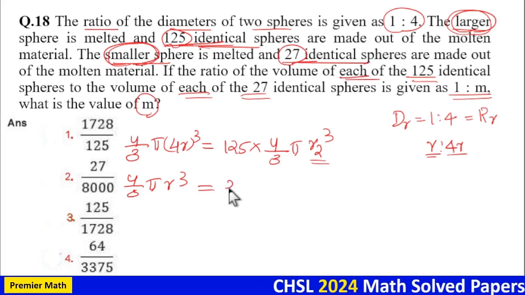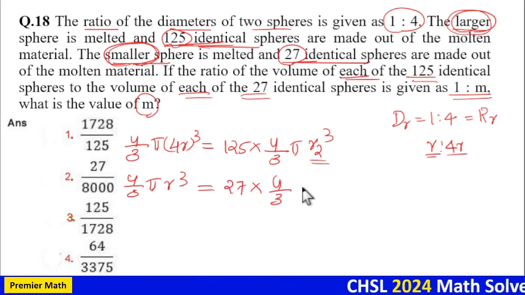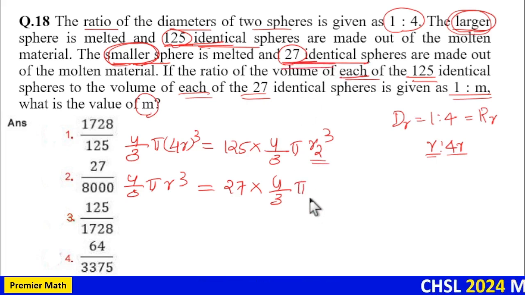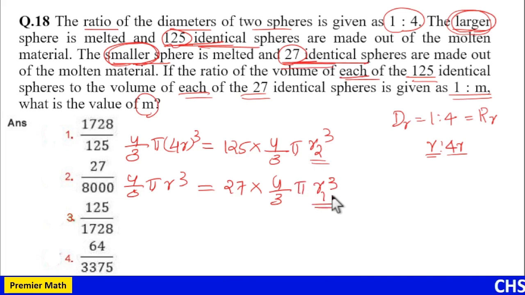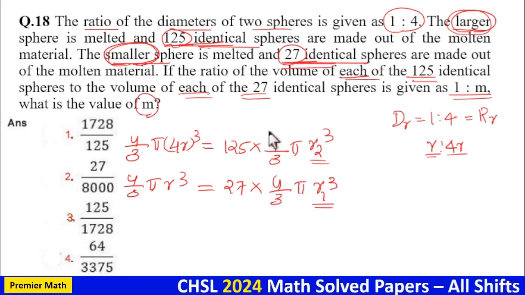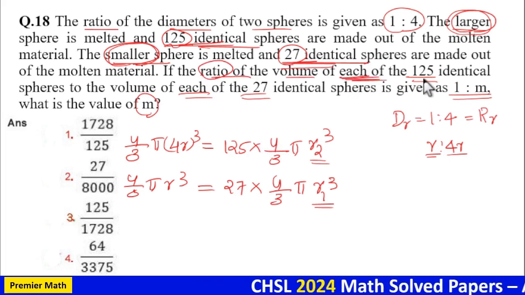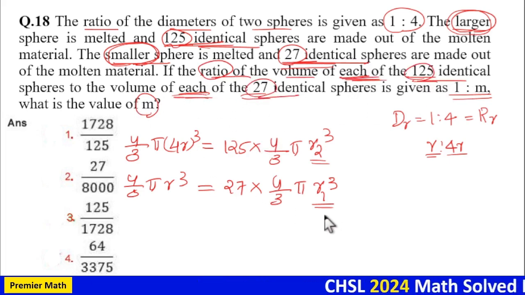So volume of smallest sphere is equal to volume of 27 identical spheres, which is equal to 27 into 4 by 3 pi into, I'll take radius of each of these 27 identical spheres as r1. So r1 cube. Now we can find what is r1 cube. Our question is asking us to find out ratio of volume of each of 125 identical spheres to volume of each of 27 identical spheres.